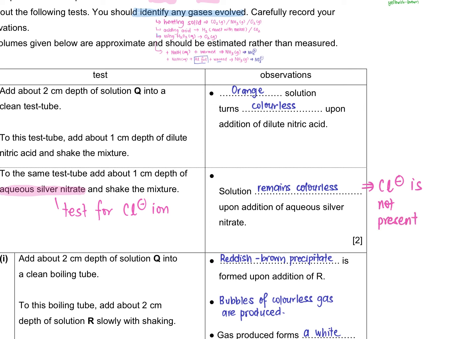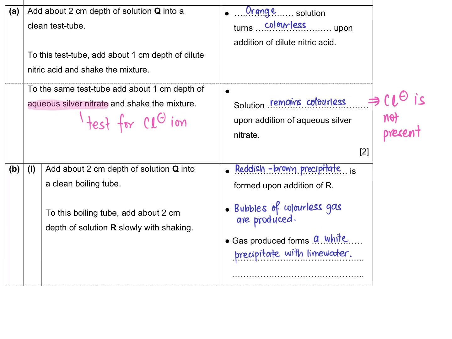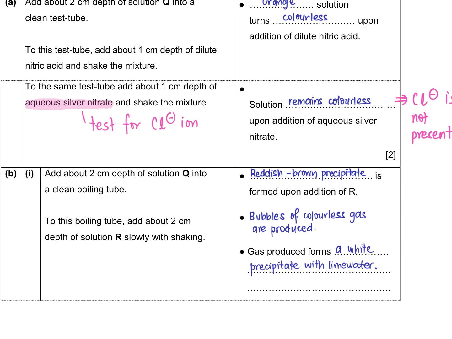Okay, so this is what your observation is supposed to do for you. Identify what is present, identify what is not present. Then you can answer the questions that follow later on. Okay, then the next one. You are supposed to be adding your solution Q slowly with shaking. So realize that when you add your solution R and Q together, you see bubbles. Okay, and you see colourless gas.